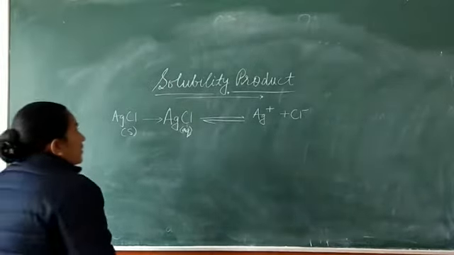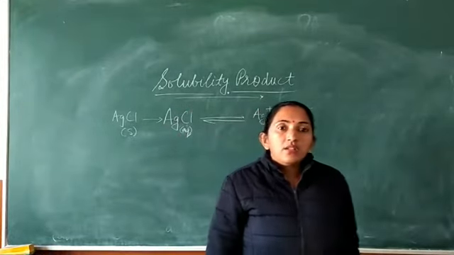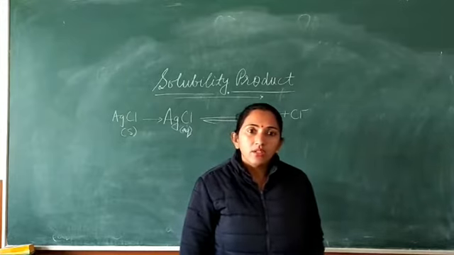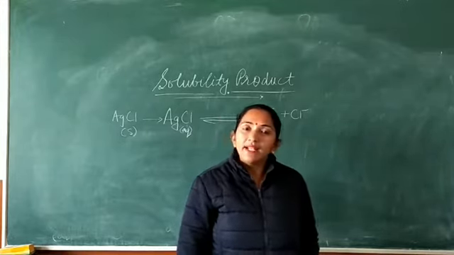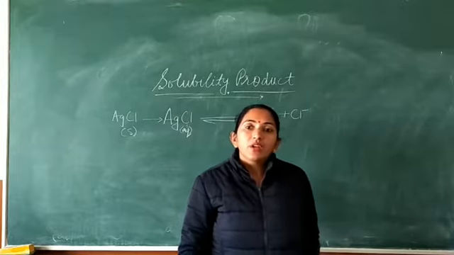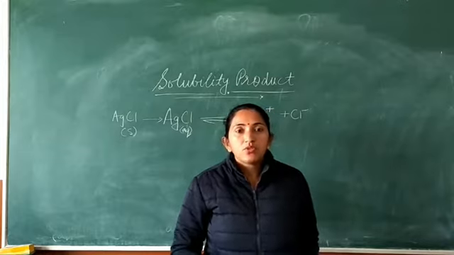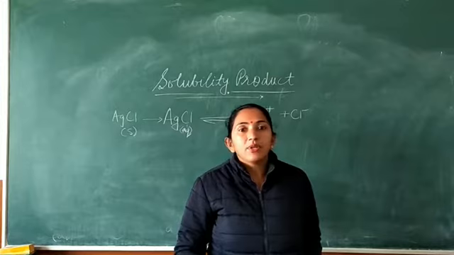Students, so here we will discuss solubility product. There are salts which either get completely dissolved in water or are insoluble in water. But there are certain salts which get dissolved in water but only to a little extent. Those salts are known as sparingly soluble salts. Let's take an example of AgCl.